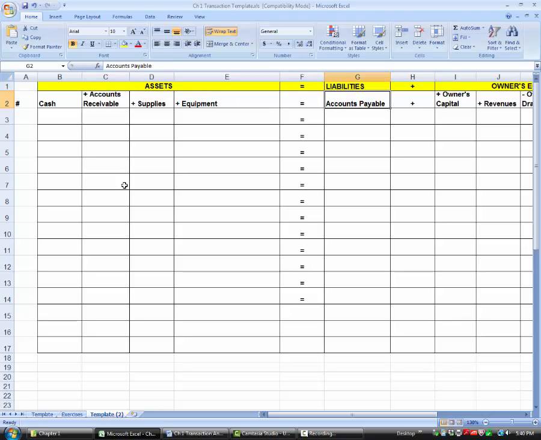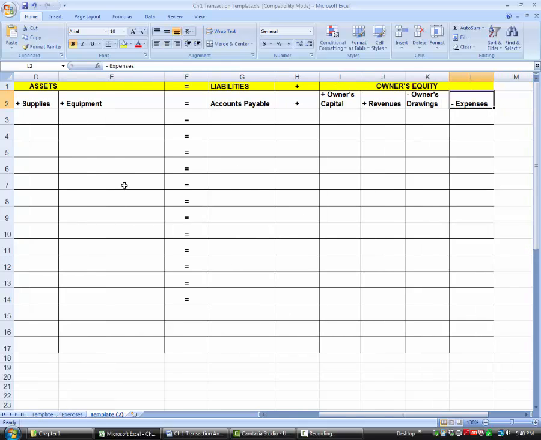We also have under liabilities a specific type of liability called accounts payable, and under owner's equity we have the four components of owner's equity: the owner's capital, which increases owner's equity; revenues, which also increase owner's equity; drawings, which decrease owner's equity because the owner is taking money out of the business; and expenses, which also decrease owner's equity because they are cost of doing business. Remember, revenue minus expenses is the owner's profit or loss, and in a sole proprietor, which is the type of company we're working with, profit and loss all goes to the owner. That's why they all impact owner's equity.